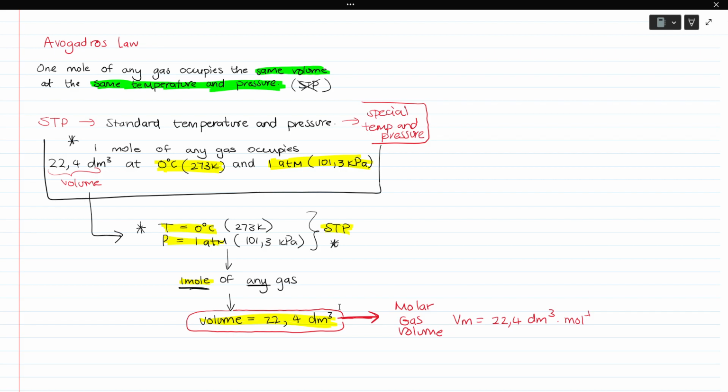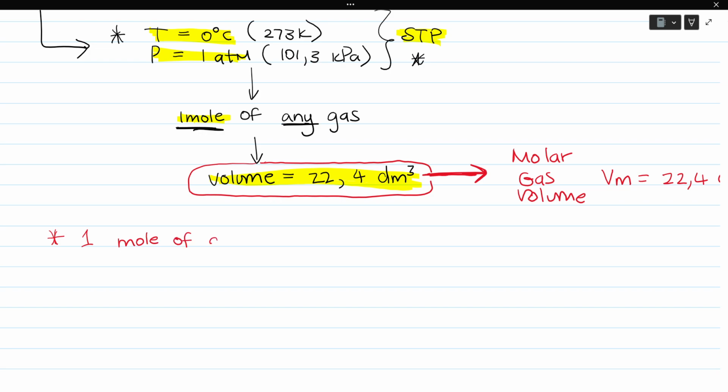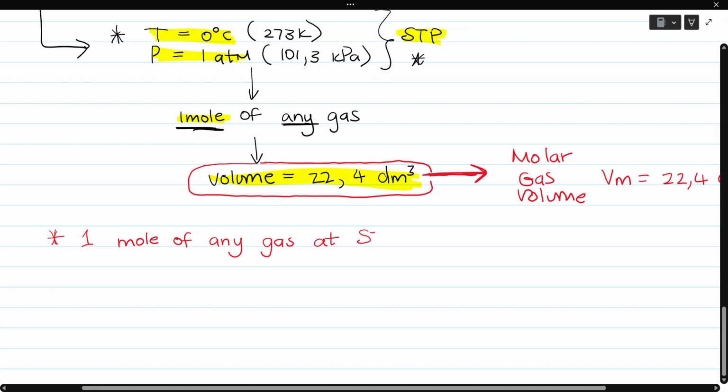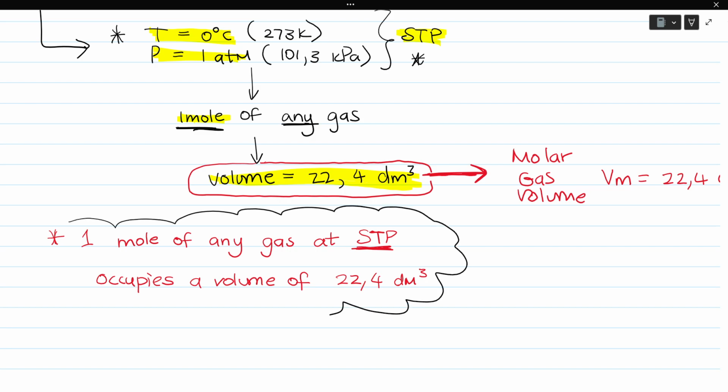So if you want to rephrase all of this into a statement to learn, this is how you would write it. 1 mole of any gas at STP. We don't have to describe STP. We know it means temperature 0, pressure is 1. Occupies a volume of 22.4 decimeters cubed. So if you're learning this law, this is basically what it tells us.